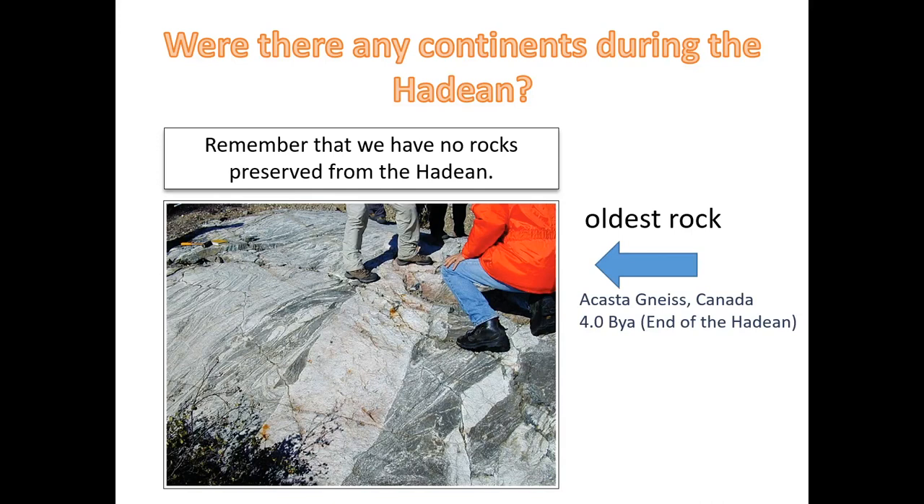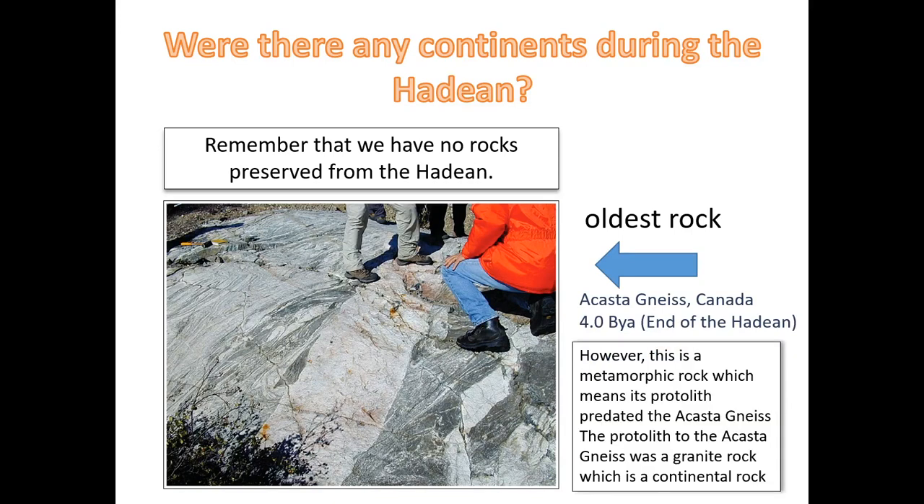Also remember, we have no rocks preserved from the Hadean. The oldest rocks, the Acasta gneiss, are 4 billion years old, so that came at the end of the Hadean. It is kind of cool though, because this is a metamorphic rock. It's a gneiss. Remember that metamorphic rocks have a protolith that must have predated the Acasta gneiss. It appears that the protolith of the Acasta gneiss was a granite. A granite is a continental rock, so it seems that at that time there probably was continental crust.